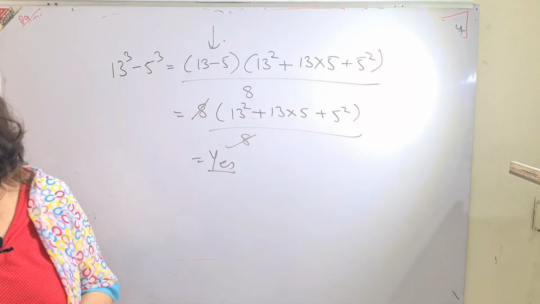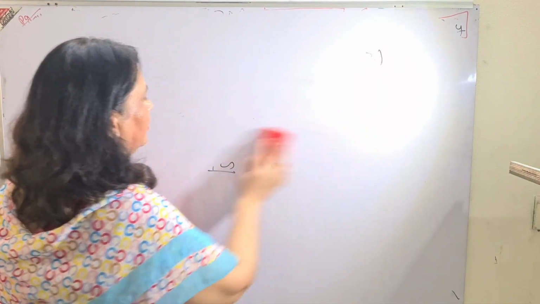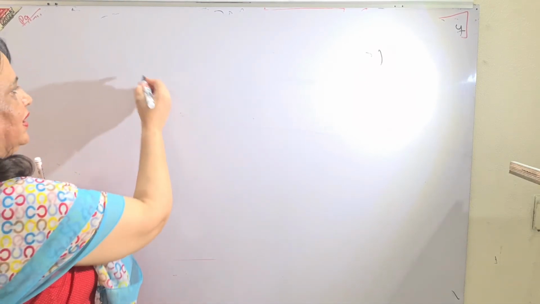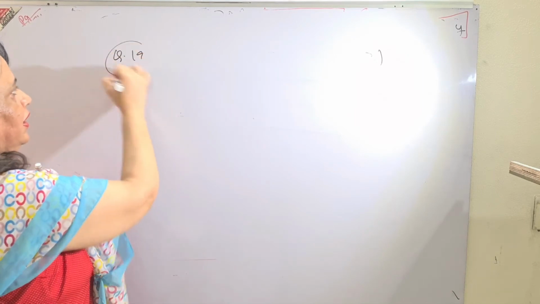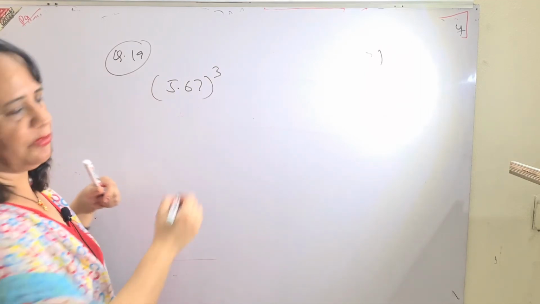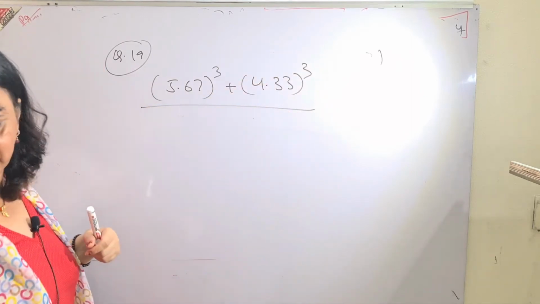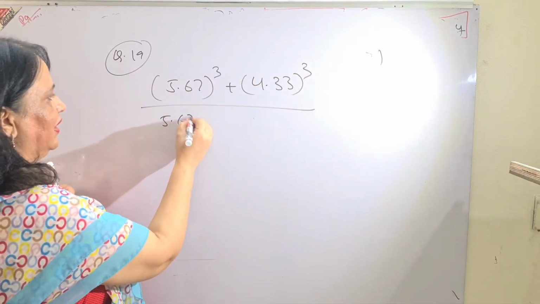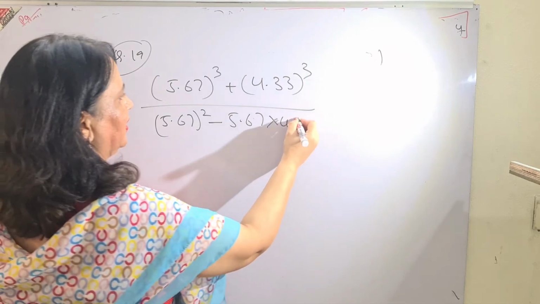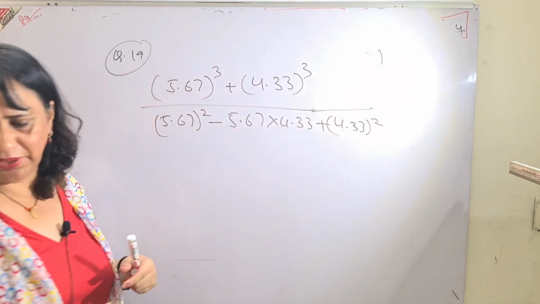Then come to question number 19. It is again a very, very simple sum. I am just giving you the hint, or I'll do it. In short, they have written 5.67 whole cube plus 4.33 whole cube, a cube plus b cube. The question is very clear. You can do it now. This is 5.67 square minus 5.67 into 4.33 plus 4.33 whole square. This is the question they have given, and you have to solve it.